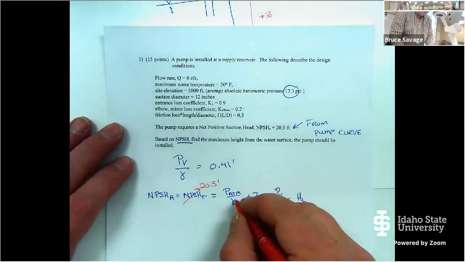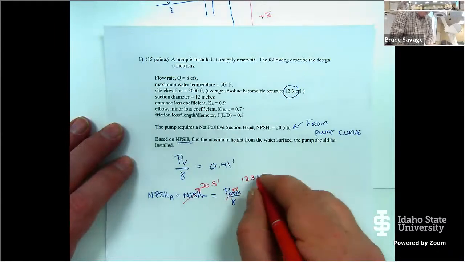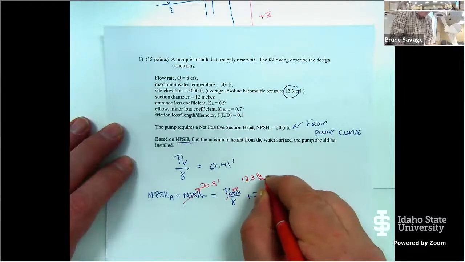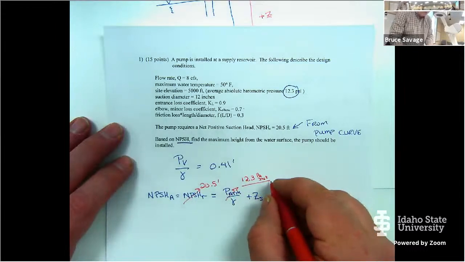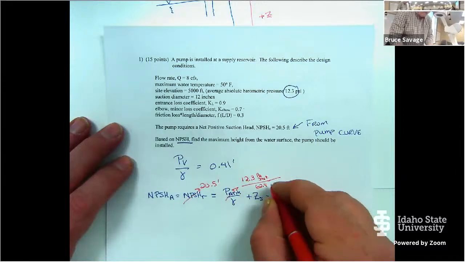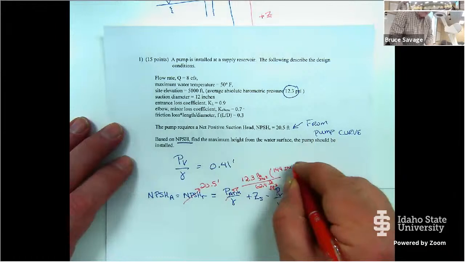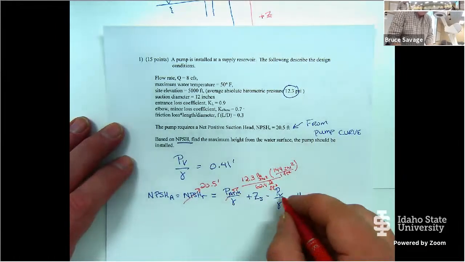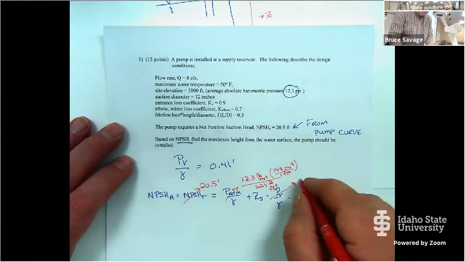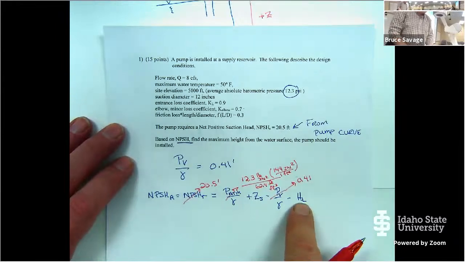The atmospheric pressure, we just defined that as 12.3 pounds per inch squared, and so we need to convert that to the correct unit. So we're going to divide by 62.4 pounds per cubic foot and multiply the top by 144 inches squared per 1 square foot. And P sub V over gamma goes to 0.41, and I still need to calculate the head loss.